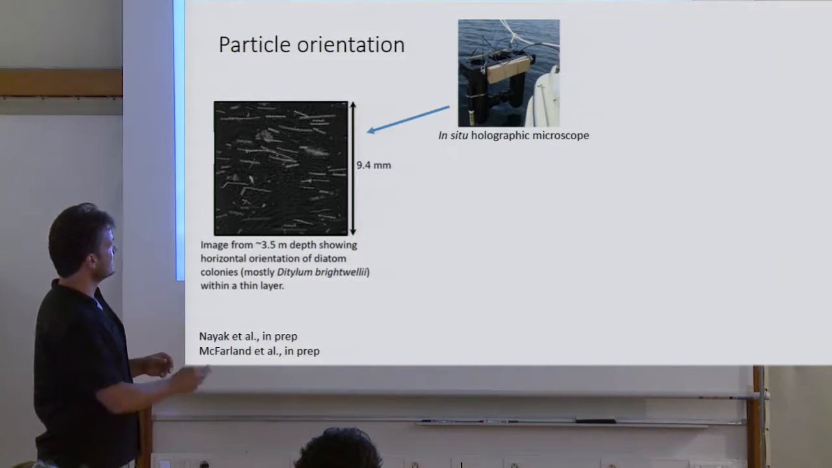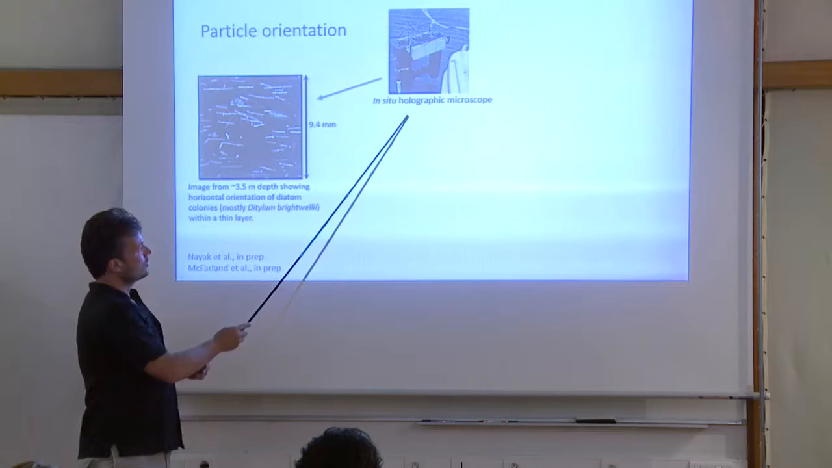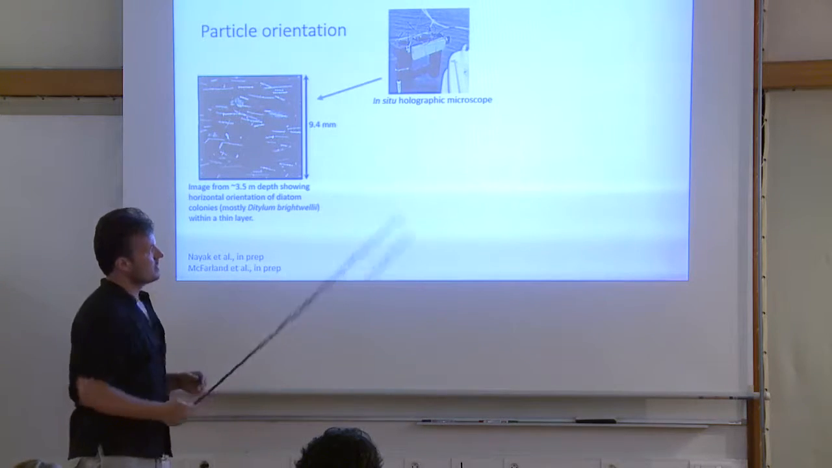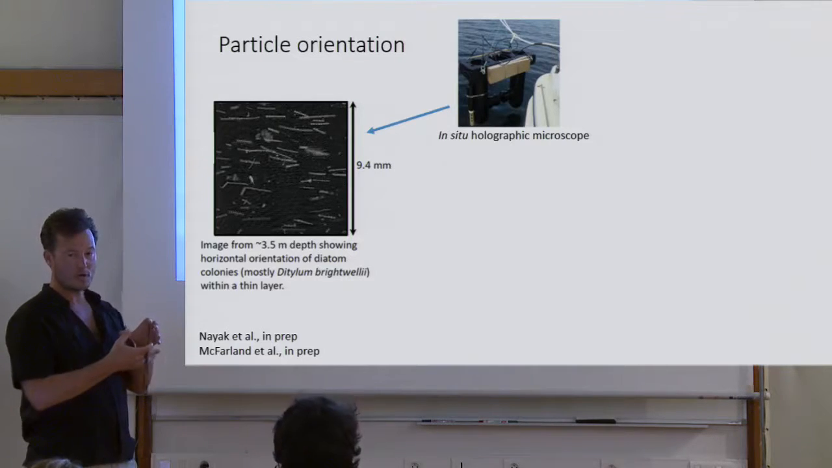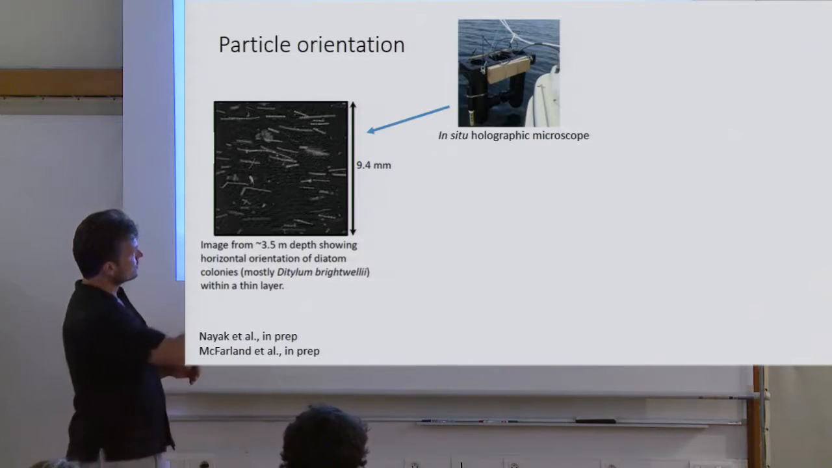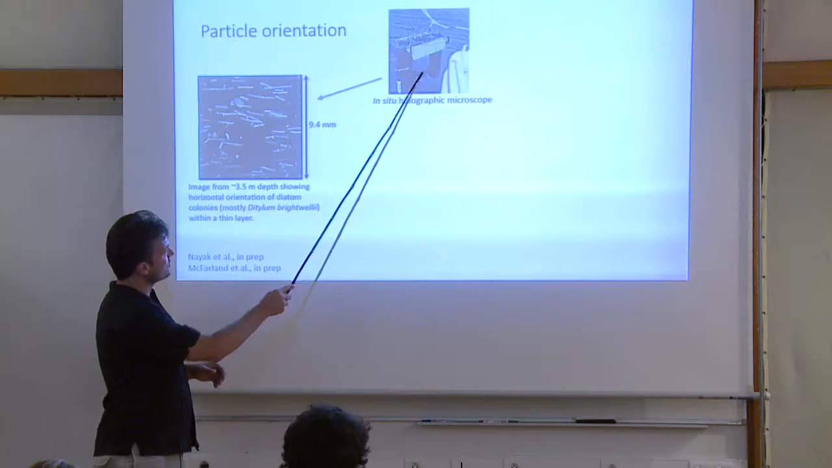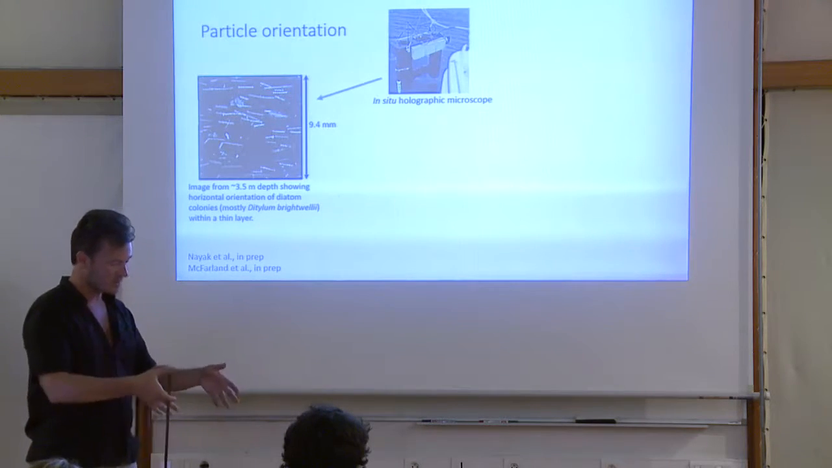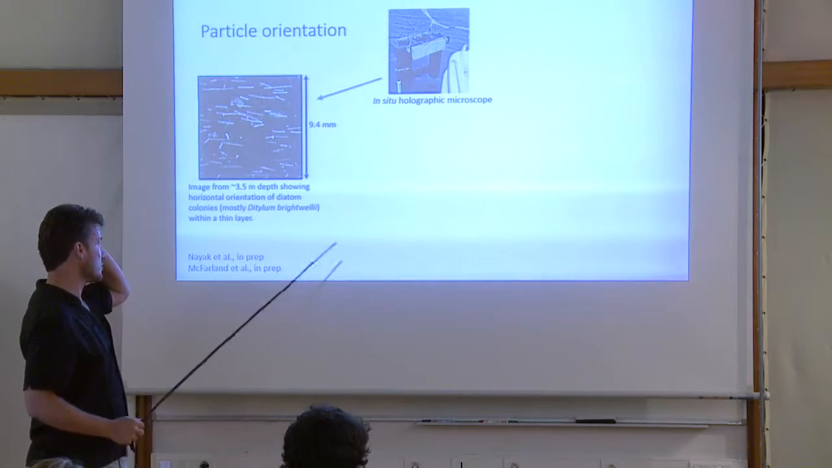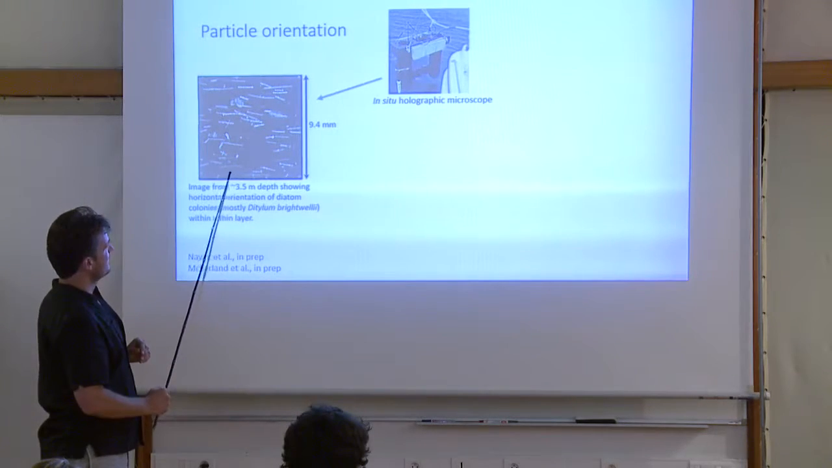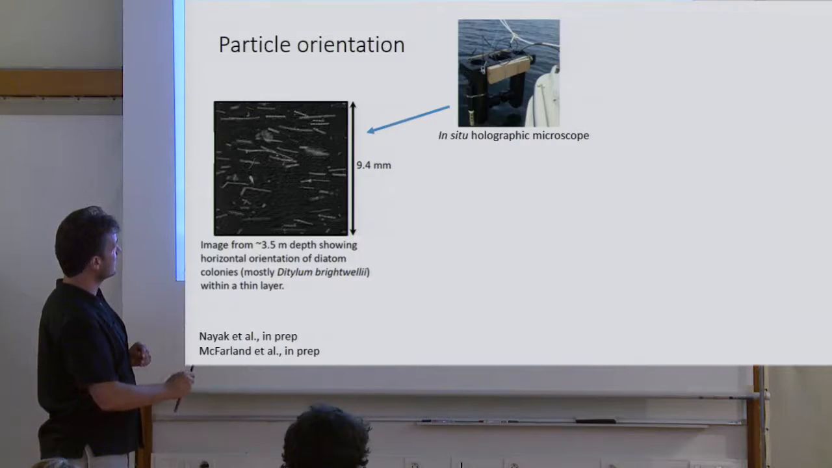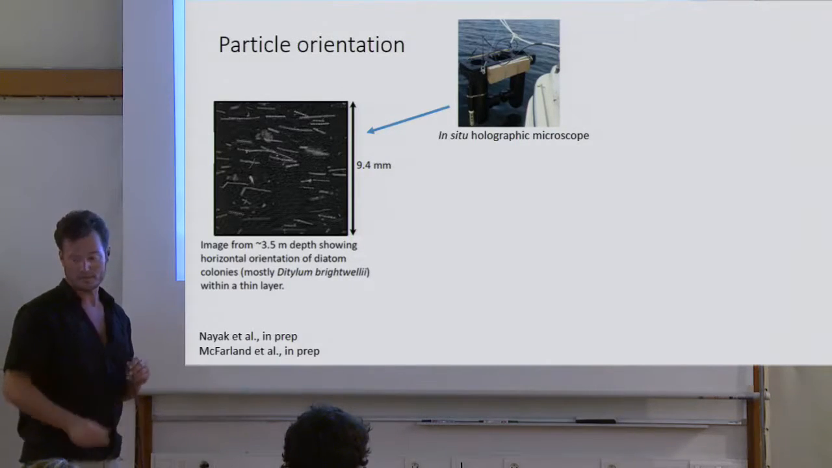So Jim Sullivan led development of an in-situ holographic microscope. And it can take holographic images of all the particles in a volume that is undisturbed as it cores the water column. So the measurements are made in here, and if you go at just the right rate through the water column, you're not going to disturb the water. And these are the kind of images that we get. And lo and behold, they're all oriented. I mean, all these long chains in this particular case were oriented.